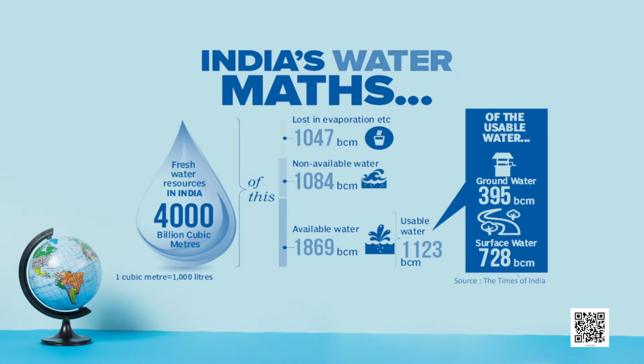While potable water is scarce all over the world, let's now understand India's water maths. As per a study published in the Times of India in the year 2019, the freshwater resources in India are roughly 4,000 billion cubic meters. Out of this, roughly 25% each is lost in evaporation or is not available for use. Out of the remaining roughly 1900 billion cubic meters, only 1100 billion cubic meters of water is usable.